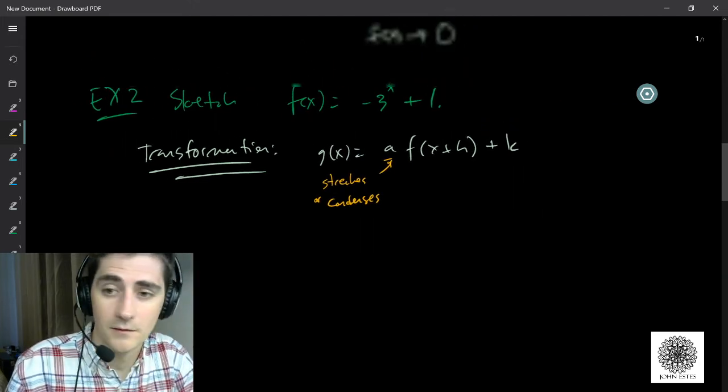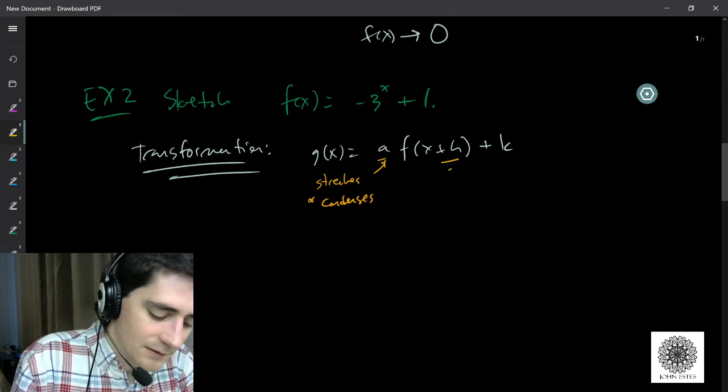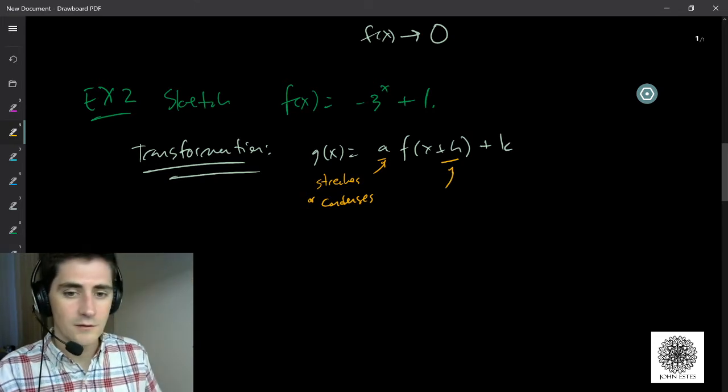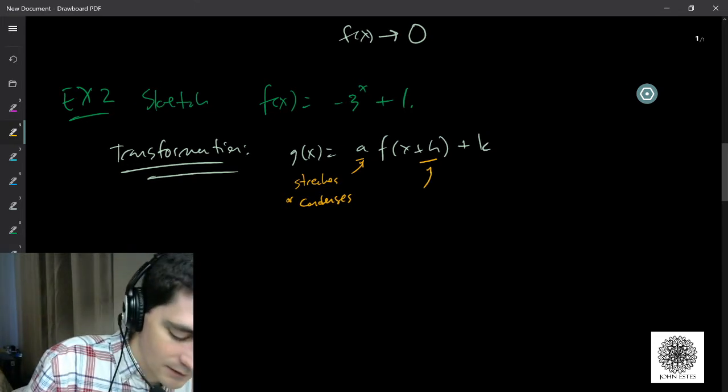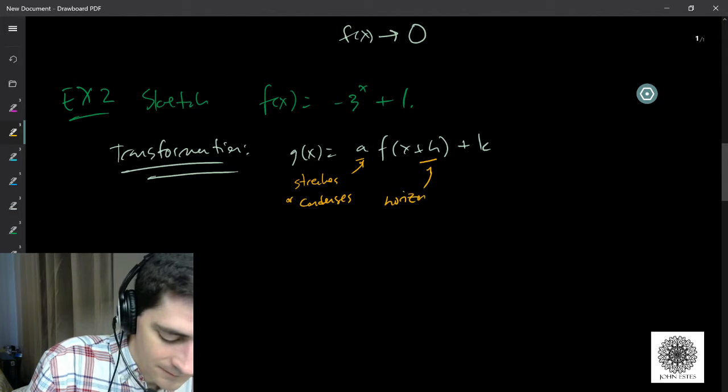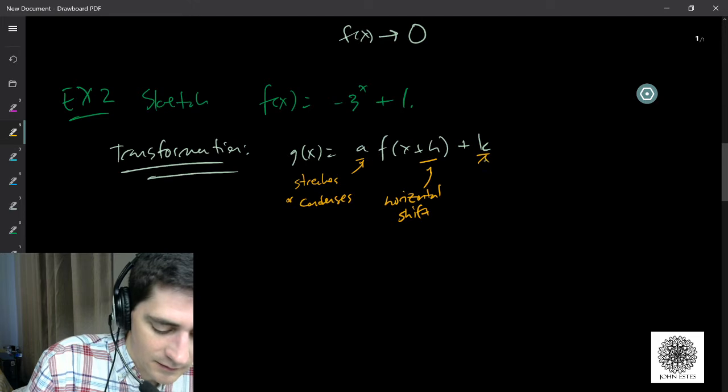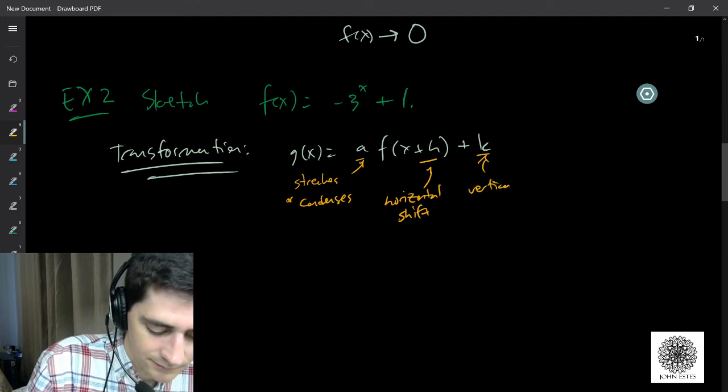Or if it's negative, it'll flip it, okay? The h gave me a horizontal shift, a shift to the left or the right. So that was a horizontal shift. And the k gives me a vertical shift.